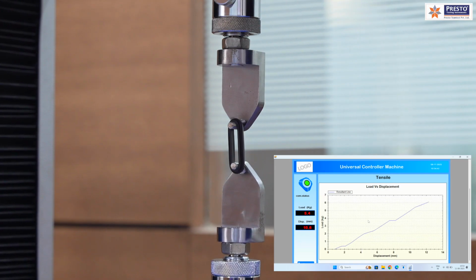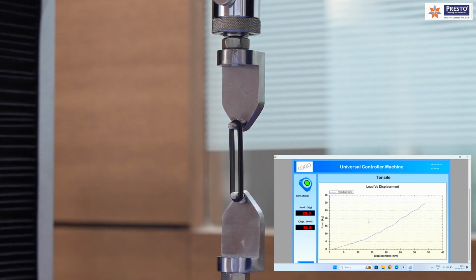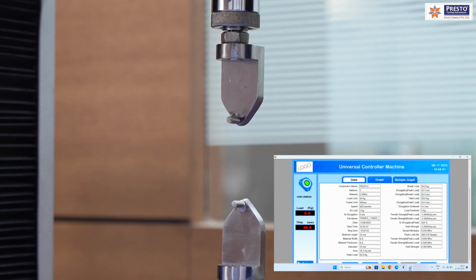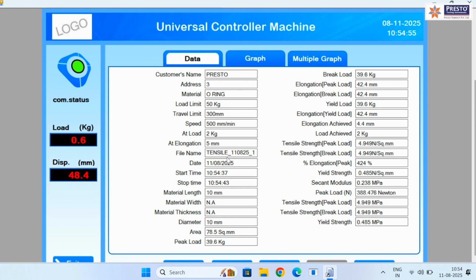Now you can see the sample has started stretching, and the sample has broken at 39 kgs and it has gone back to its original home position. After that we will interpret the result.